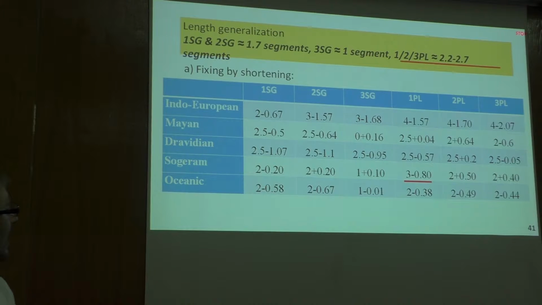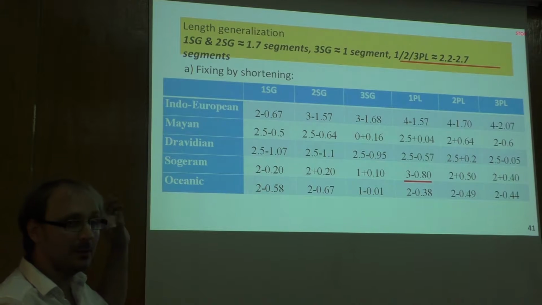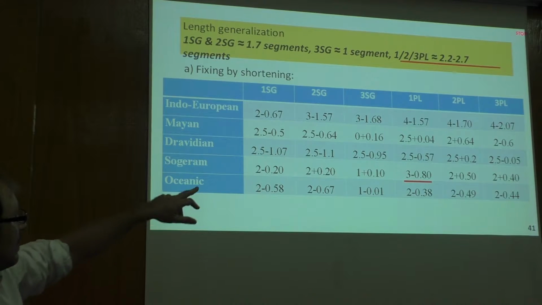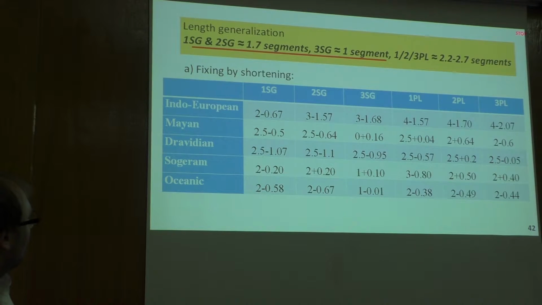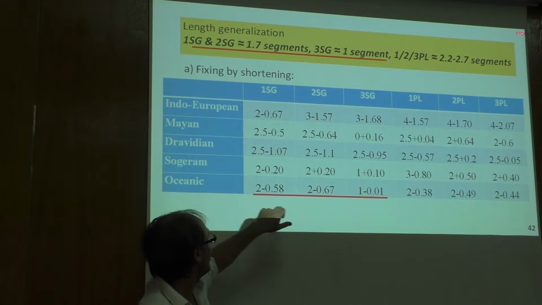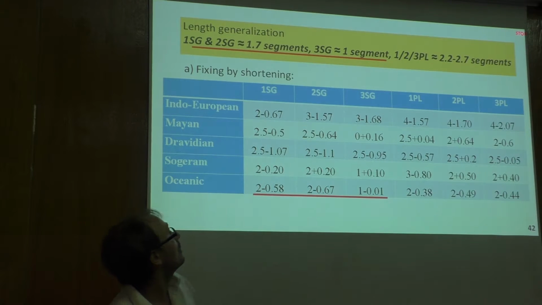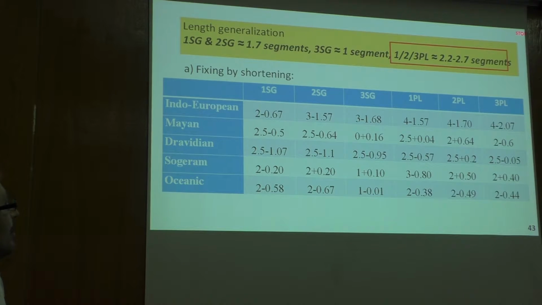So I have to be a bit faster. Sogeram, a small subfamily of Trans-New Guinea, Papua. See, first plural, for example, again started out with far too long endings, and they have been shortened. Just another example. And now, what is interesting, you can see that first and second were shortened, but nothing happened to the third person because it exactly adhered to the generalization. So it makes quite good predictions.